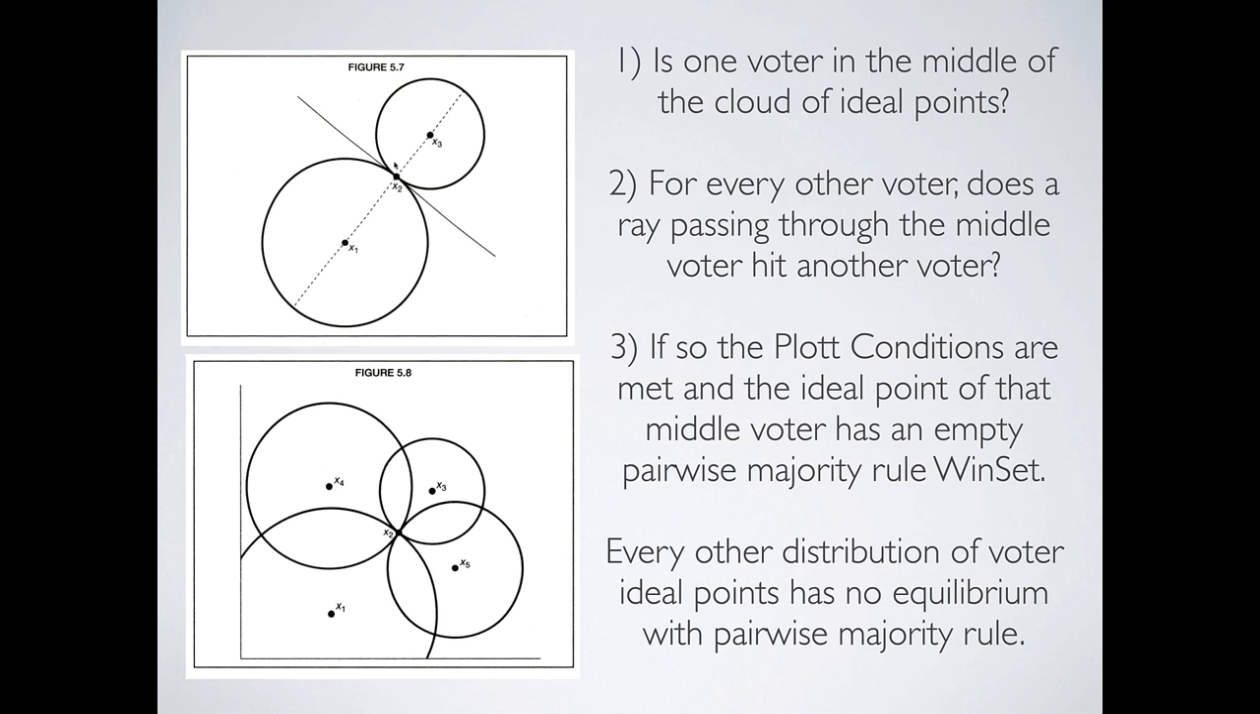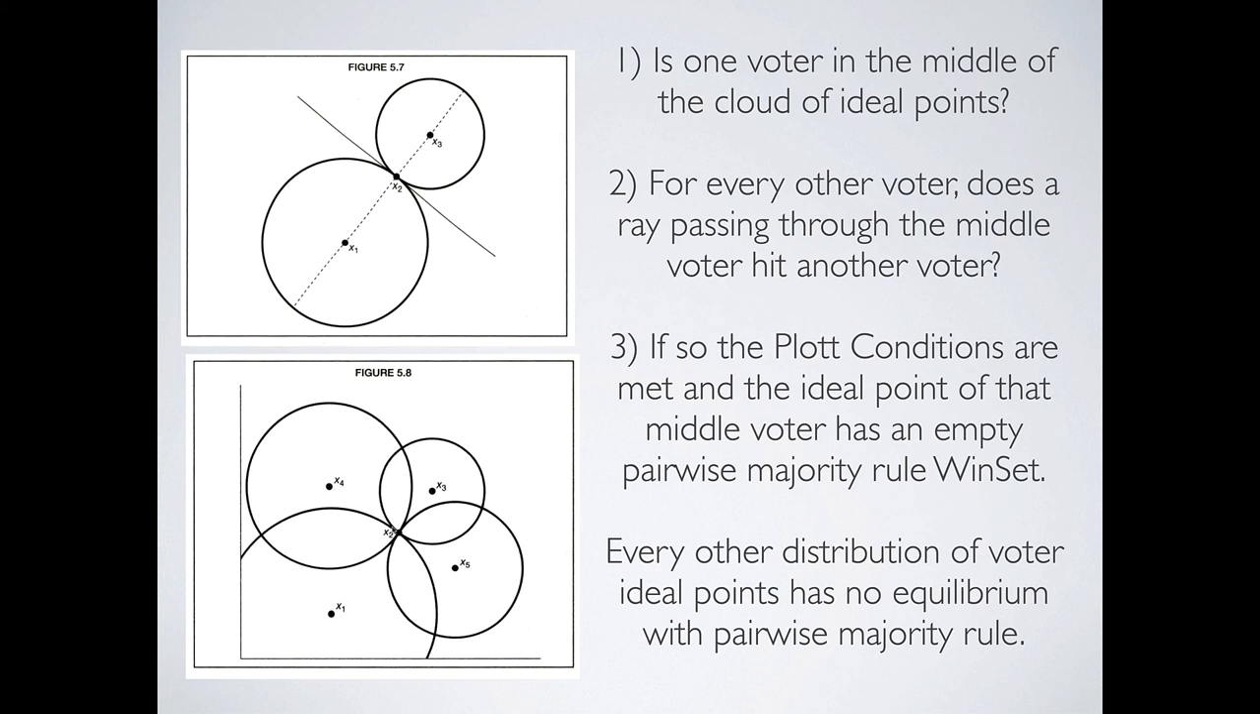So here's the voter in the middle of the cloud of dots. I go on a ray from this voter, and I hit another voter. Now let me do it for this voter. I go on a ray through the middle voter, and I do hit another voter. This meets the plott conditions. All right, now let's do the complicated case.